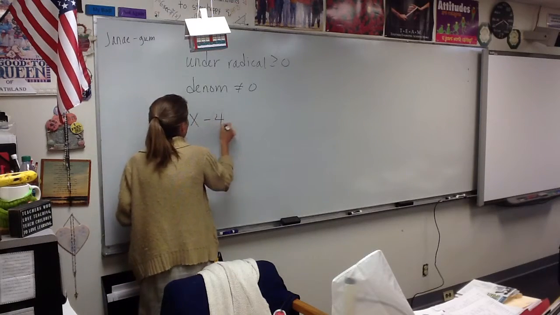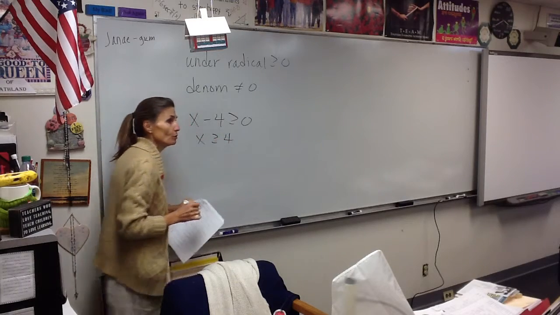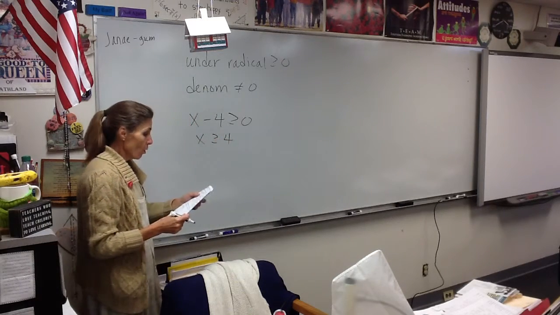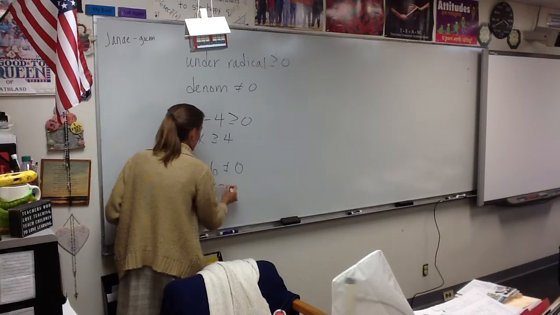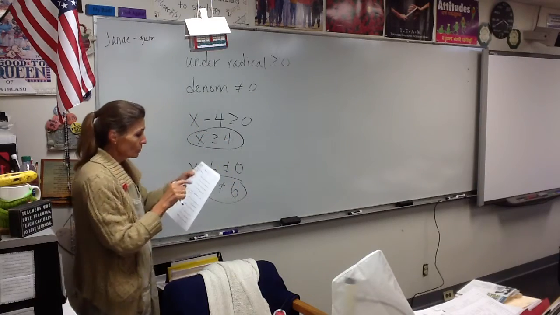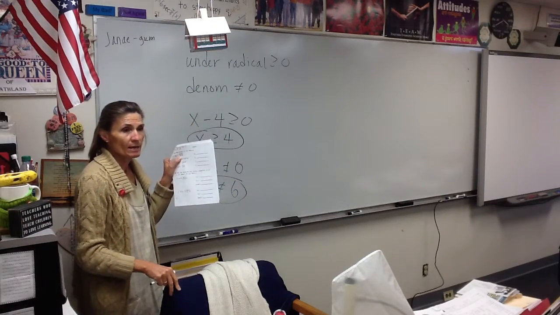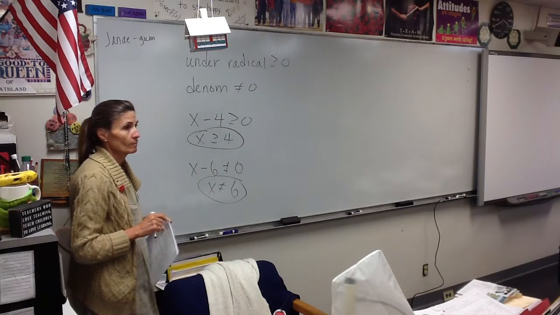Whatever is under the radical is greater than or equal to 0, so x is greater than or equal to 4. Whatever is in the denominator cannot be 0, so x cannot be 6. Two-part answer. Two things written in the answer blank. This and this. Got it?